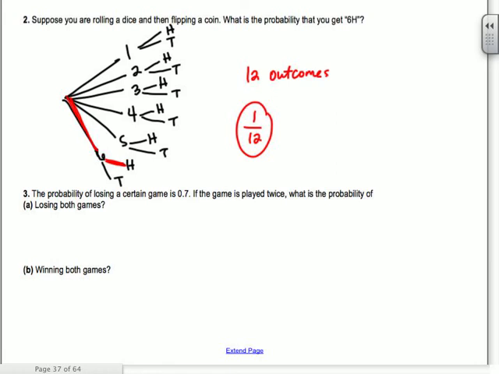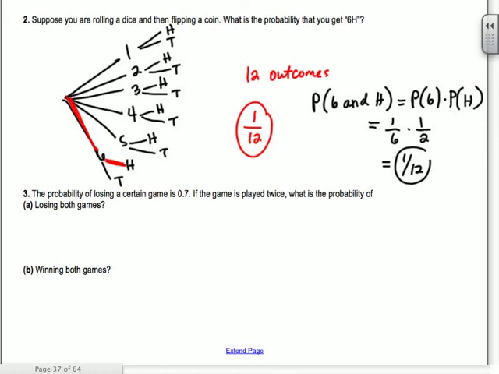So let's talk about what this is if we wrote it out. This would be the probability of getting a 6 and an H. These are independent events. It doesn't matter what I got on the dice roll; that's not affecting the heads or tails on the coin. So it ends up being the probability of 6 times the probability of H. The probability that you get a 6 when you're rolling a die is 1 out of 6. The probability that you get an H is 1 out of 2. So when you multiply them together, you get 1 out of 12.